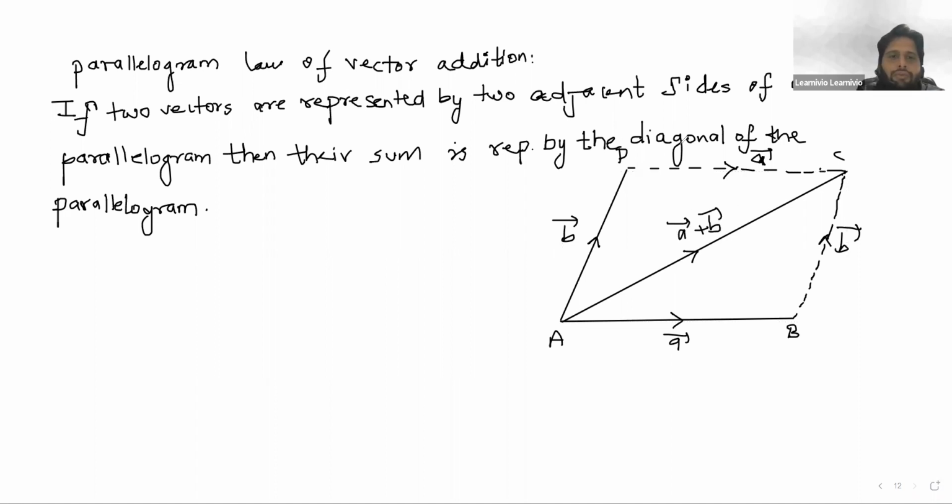So if you are representing two vectors by the adjacent sides of a parallelogram, then their diagonal will give you their resultant. Their sum will be given by the diagonal. It is the parallelogram law of vector addition. I hope this is clear to you all. Please note this down. Then we will do some properties. Questions we will do later. First we will complete some theoretical part, then we will do the questions. Please note this down, raise your hands.